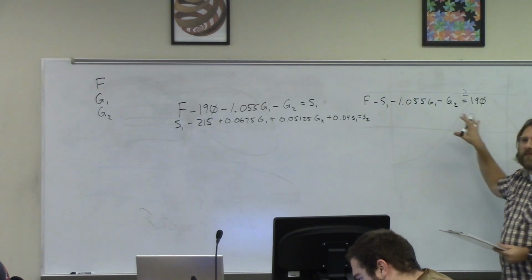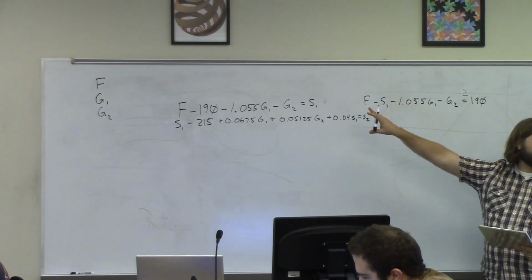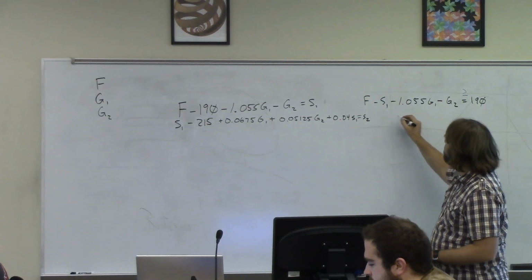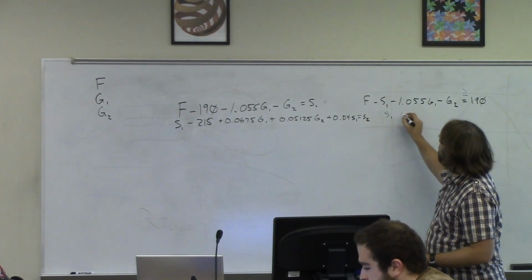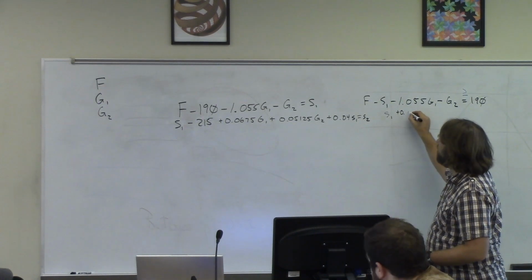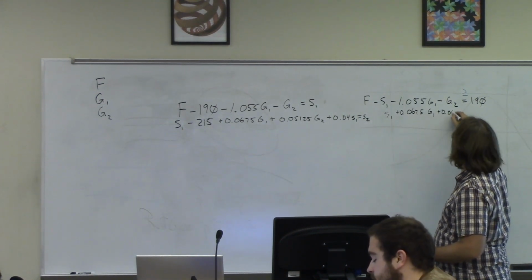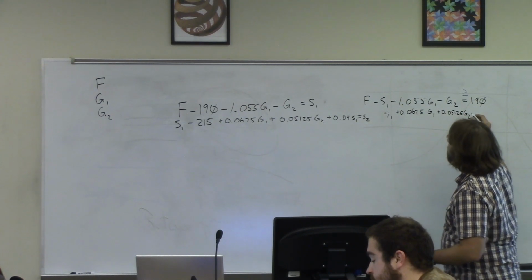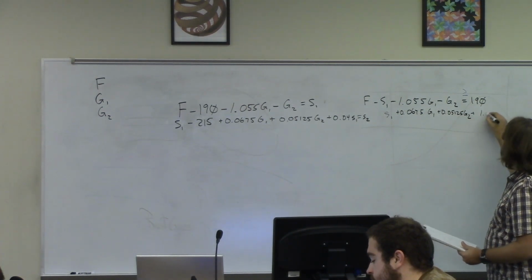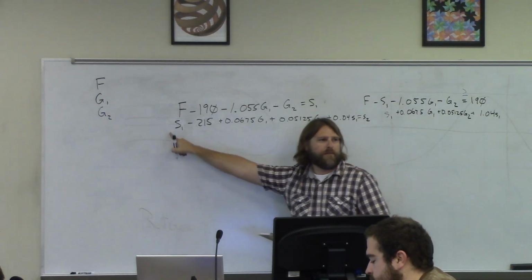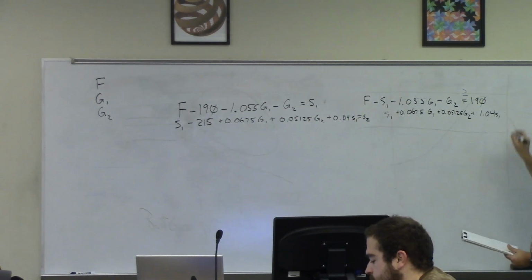And we can do the same kind of manipulation of this equation as we did before. So it's going to look like S1 plus 0.0675 G1 plus 0.05125 G2 plus 1.04 S1, because I'm combining this and this together, minus S2 equals 215.